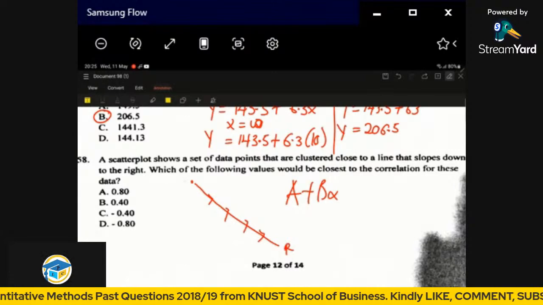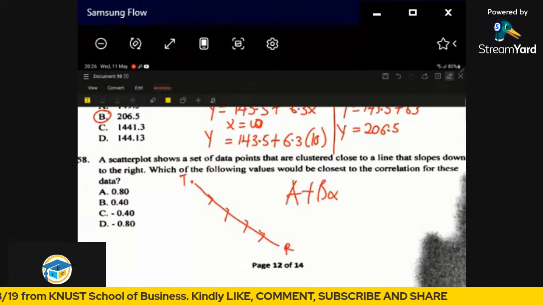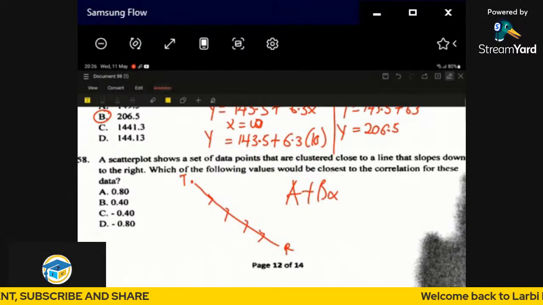Is that okay? So it's at the top here and then it slopes down. So when you have a line of this nature, what is it telling you? So this is what we call a negative what? Correlation. This is a negative correlation.